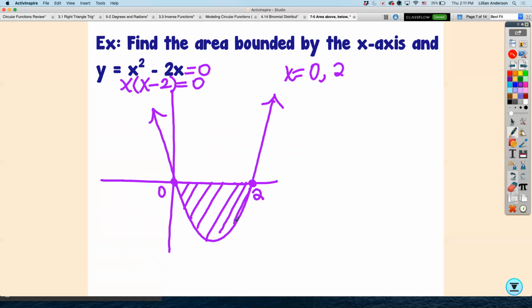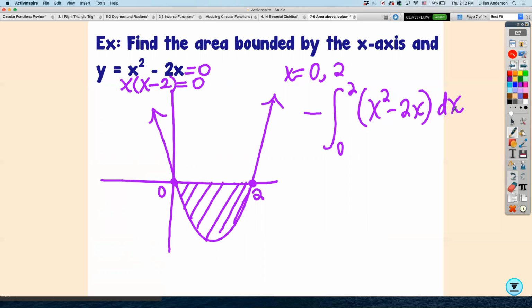Oh, okay. Now it makes sense. So the entire area is below the x-axis. So when we find the area bounded between the x-axis and the curve, since it's below, it's negative the integral from 0 to 2 of our function. So again, we take the antiderivative, apply the fundamental theorem of calculus, and then whatever value we get, we negate it.